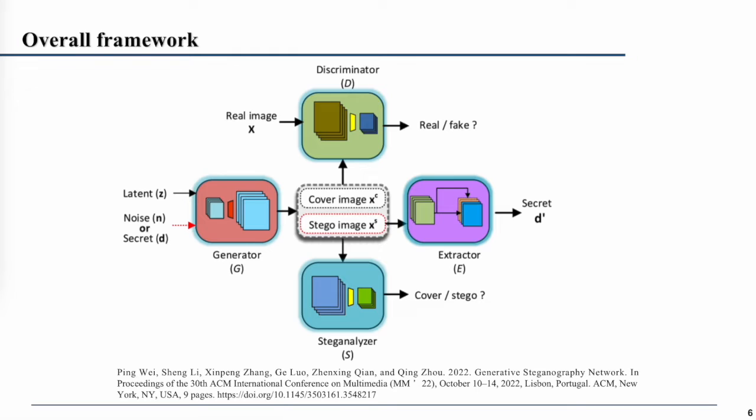The generator can produce a cover image when latent vector and a noise matrix are input. Also, a stego image can be generated when inputs are latent vector and secret data. Then, real image and the generated stego image are sent to the discriminator to decide whether they are real or fake. Meanwhile, the generated cover, stego images are fed into the Steganalyzer for differentiation. The generated stego images are input to the extractor E to get predicted secret data.